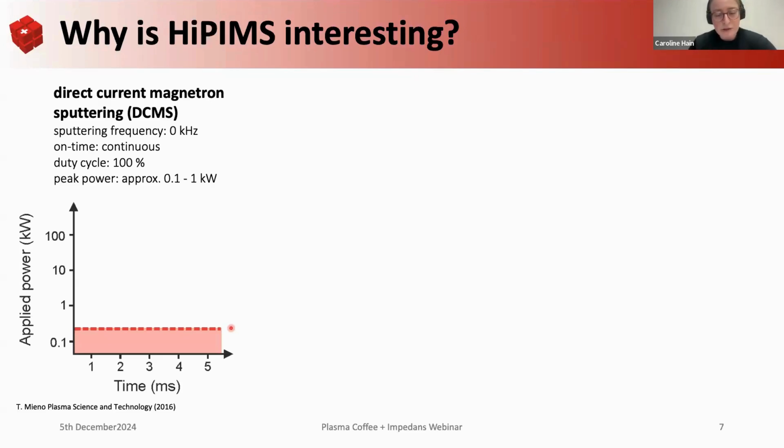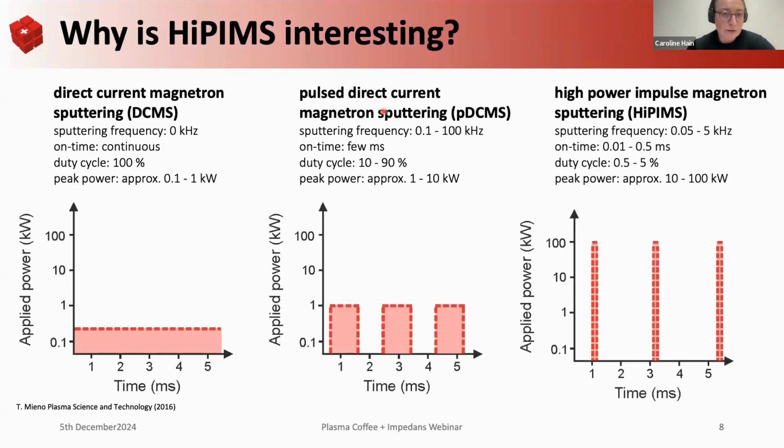Then we can move on to pulsed systems. So we can do pulsed DCMS. Now we're talking of frequencies up to 100 kilohertz, so the on time is a few milliseconds in this case. Depending on the frequency, our duty cycles can be between 10 to 90%, and the peak powers are between 1 to 10 kilowatts, maybe somewhere around that. So it comes in these pulsed packages. This would be the on time.